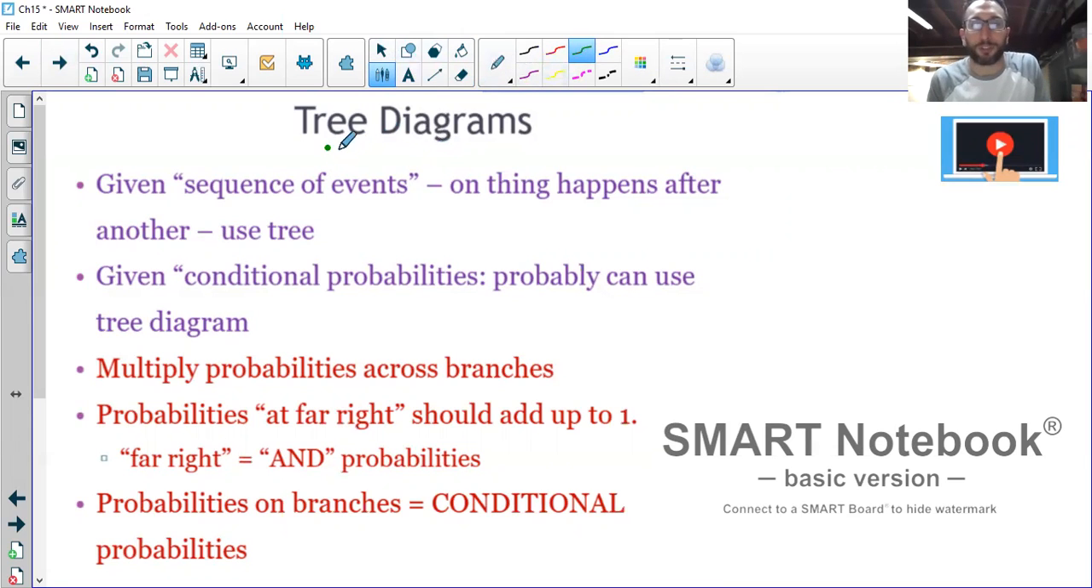I just forgot how to speak English. A tree diagram, right? When do we use one? So if we're given some kind of sequence of events, one thing happens after another. It turns out I don't know how to spell one. Should have just stuck with the math, right?